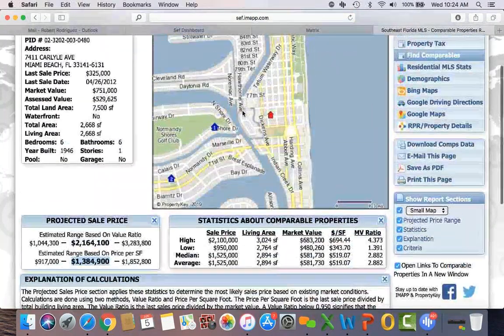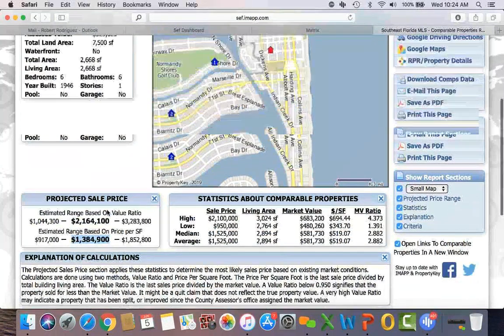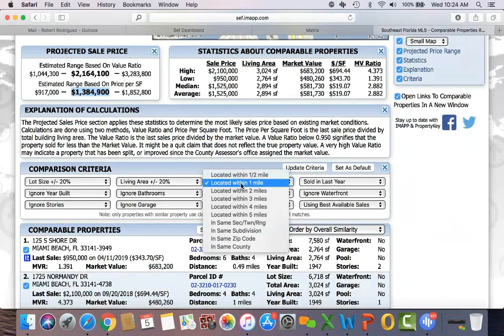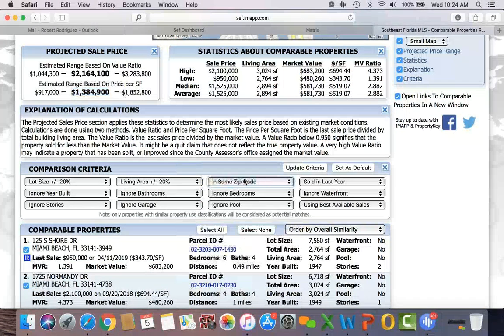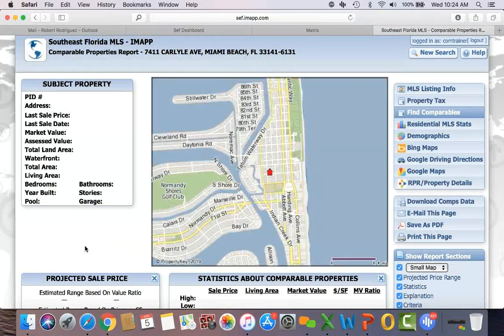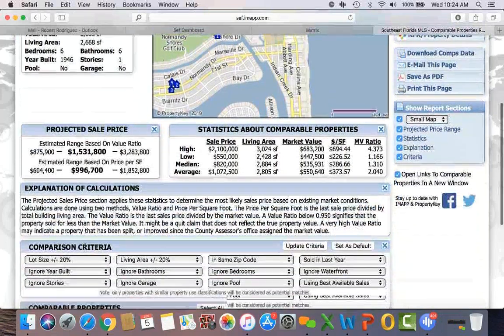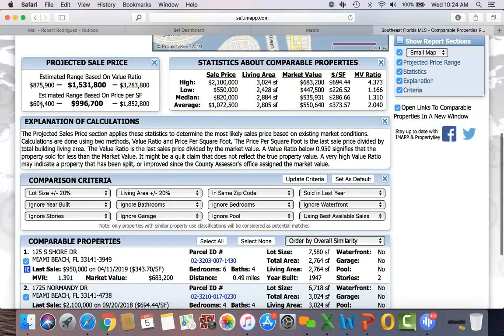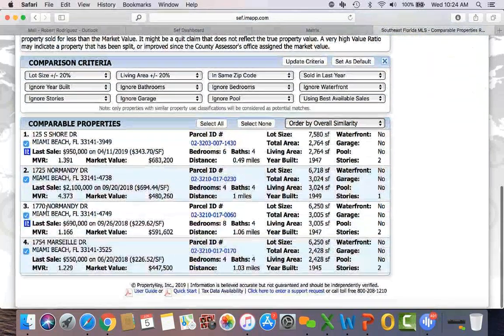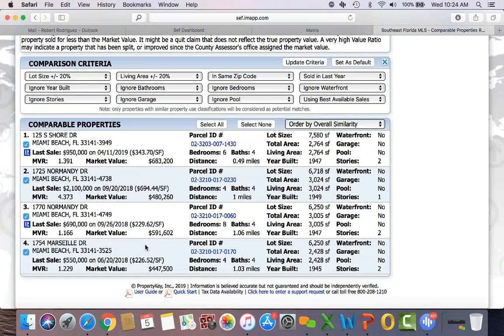Normally, you're not that lucky and you don't have comparables right away. So what you can do is, instead of doing located within 1 mile, you can do located within the same zip code. This will get 2 comparables within the same zip code there in Miami Beach, and you'll notice that we have a few others, and our price actually got worse. We went from $917,000 as a minimum down to $604,000. So which out of these is the one giving me the worst values, are the 2 new ones that came up, 229 a square foot and 226 a square foot. Then you have 343 and 694 a square foot.